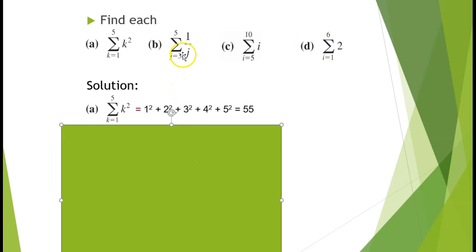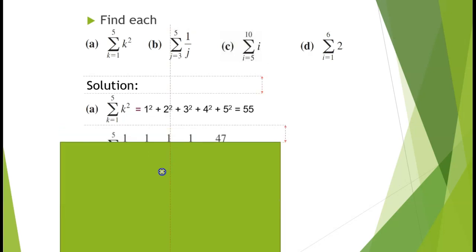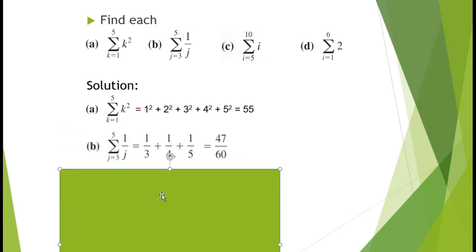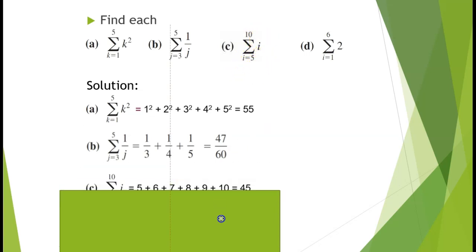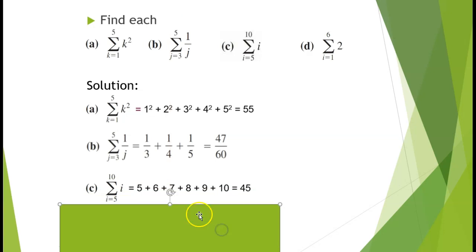If we look at this next one, then we have j starts at 3 and then goes to 5. So it will be 1/3 plus 1/4 plus 1/5, and you get 47/60. Then with this one, we're starting at i is 5 and we go up to i equals 10. So we are simply going to do 5 plus 6 plus 7 plus 8 plus 9 plus 10 equals 45.